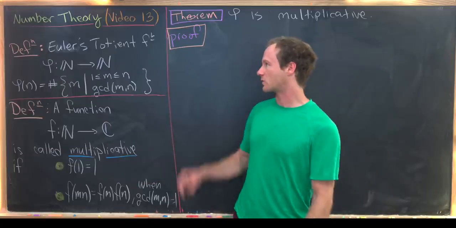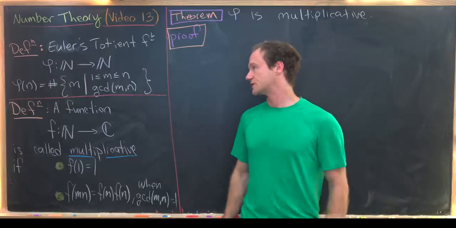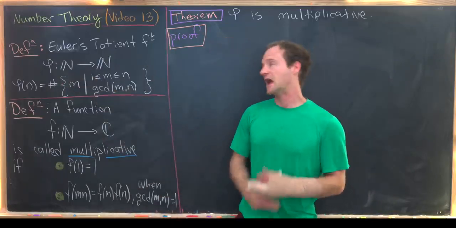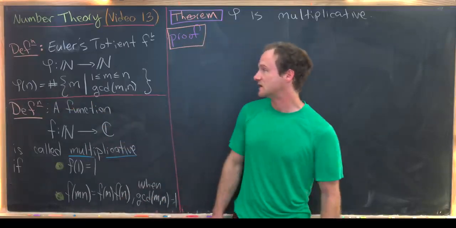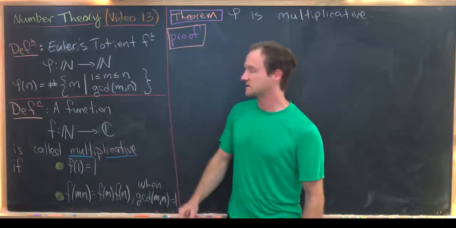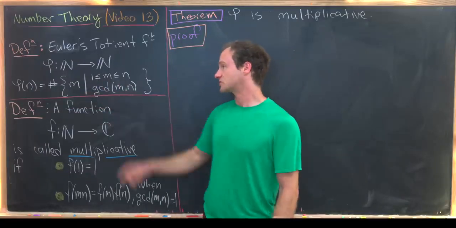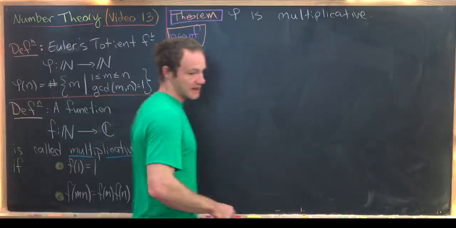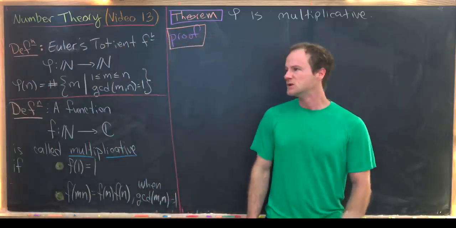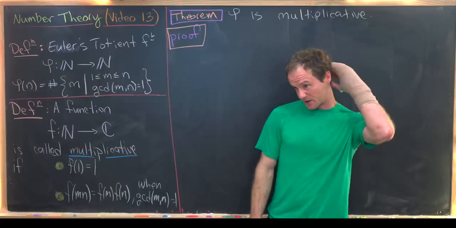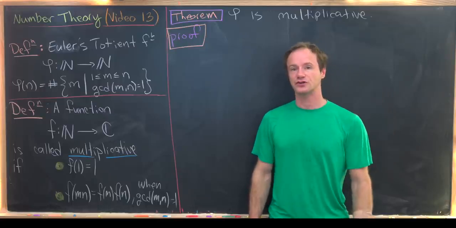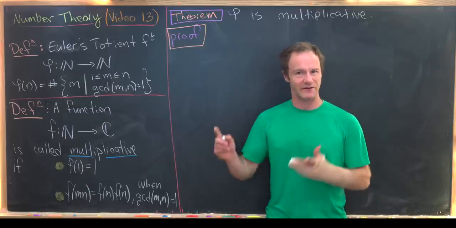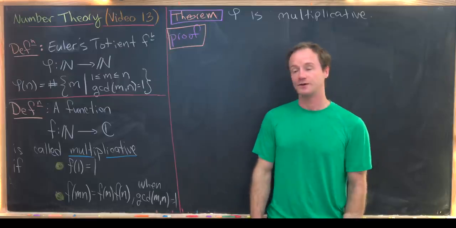Okay, so let's begin by recalling that Euler's totient function phi goes from natural numbers to natural numbers, and it's defined by phi of n is equal to the number of elements in the following set. So these are natural numbers between 1 and n that are relatively prime to n. Okay, so we did several examples in the last video of evaluating Euler's totient function at some numbers, and we'll do some more at the end of this video once we have a nice formula for this function.